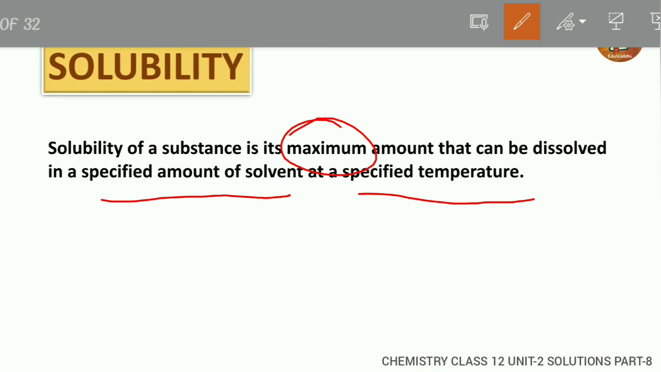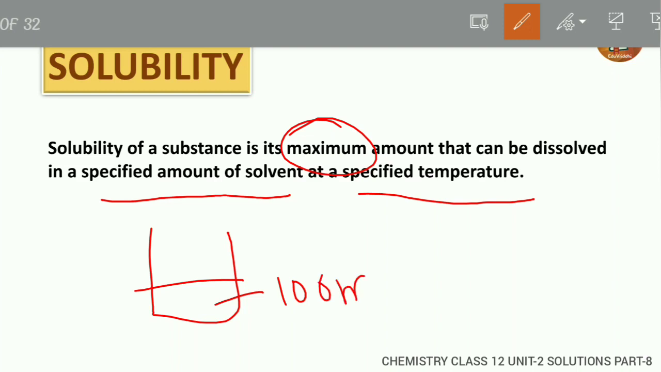So in the previous example I have taken 100 ml of water. So that 100 ml is nothing but the specific amount of solvent, and I have kept it at 30 degrees Celsius. So that is nothing but a specific temperature, and I tried by adding 1, 2, 3 spoons, and I came to know that the solvent cannot dissolve the third spoon. So the maximum possibility for dissolving the salt is only 2 spoons. So that is nothing but the solubility. So any substance whose maximum amount can be dissolved in a particular solvent which is kept at a particular temperature, that is said to be solubility.